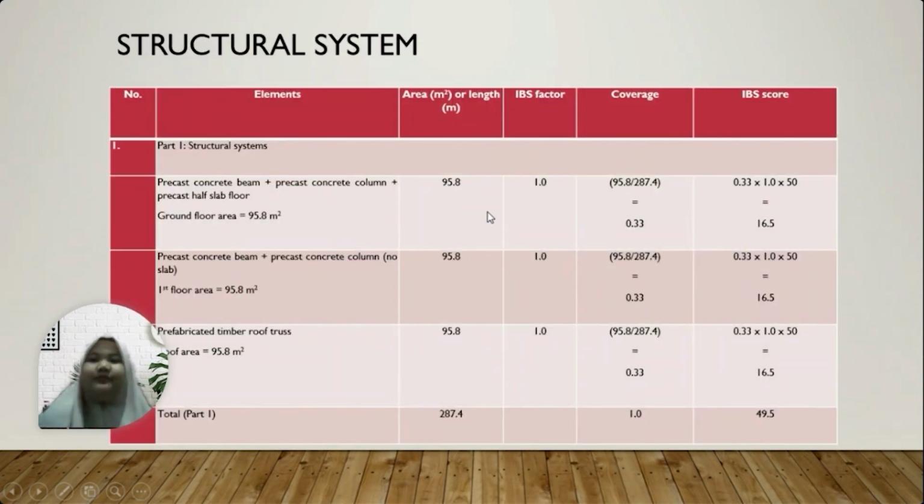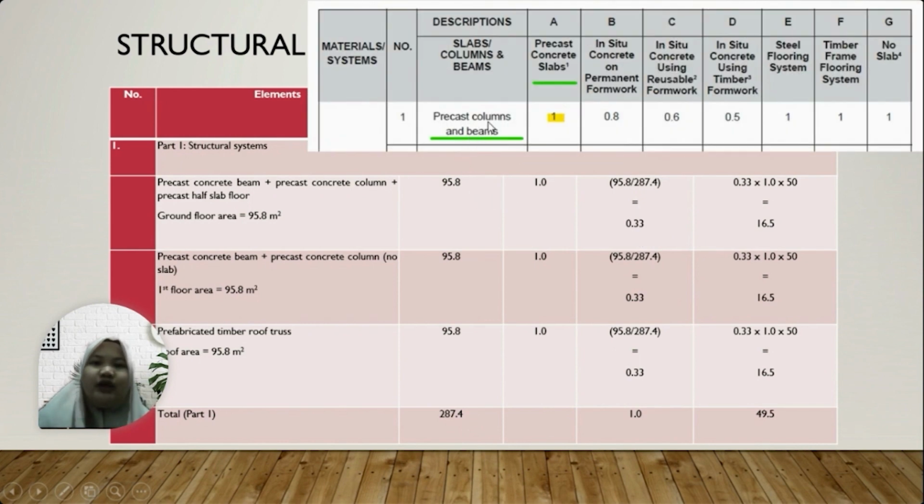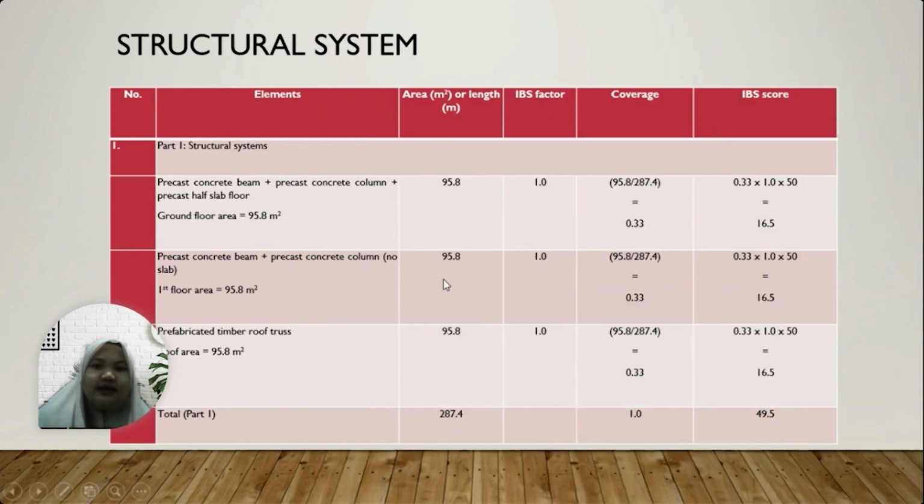So we go to the calculation. First we must know the area. We divide the area by the total area, which is 287.4, and we get 0.33. For the factor, we use precast column and beams and precast concrete slab, so we get 1 for the factor for the ground floor. So 0.33 times 1, the factor, times 50, the weightage for the structural system, gives 16.5. Next, the coverage area for the first floor is the same.